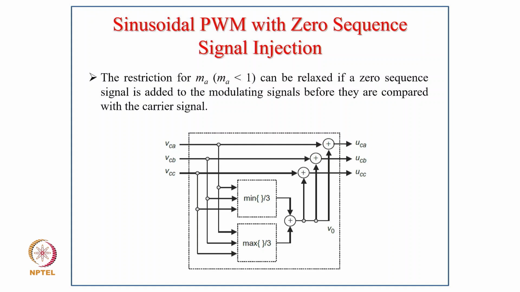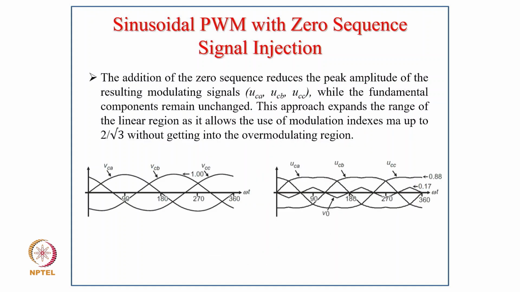The restriction of MA less than 1 can be relaxed if a zero sequence signal is added to the modulating signal before it is compared with the carrier wave. So we add here typically the signal corresponding to V0. The addition of the zero sequence reduces the peak amplitude of the resulting modulating signals VCA, VCB, VCC, while the fundamental component remains unchanged. This approach expands the range of the linear region, as it allows the use of modulation index MA up to 2 by root 3 without getting into the overmodulation region, as you can see here.